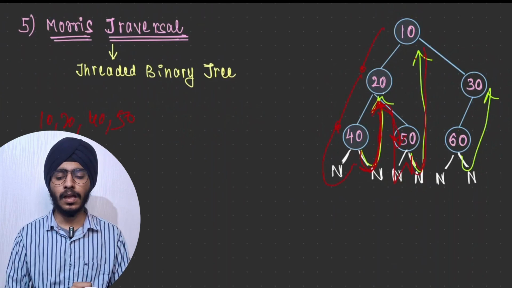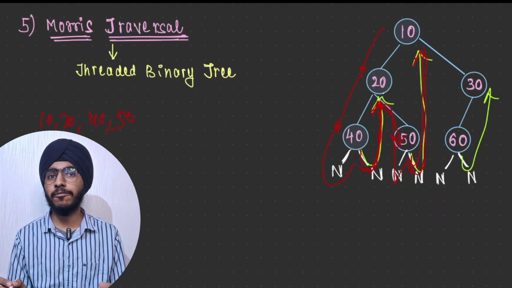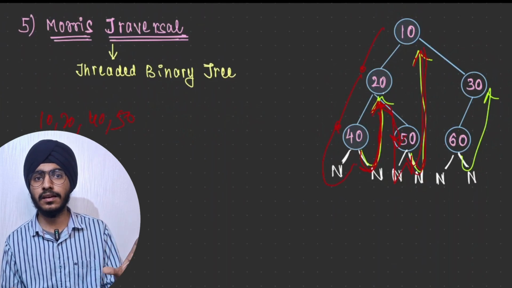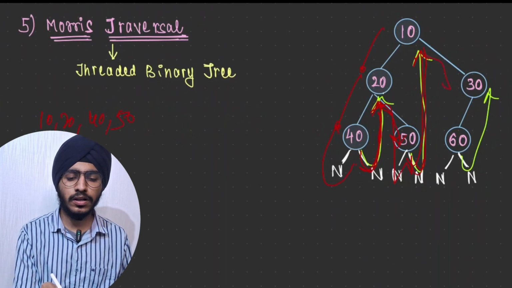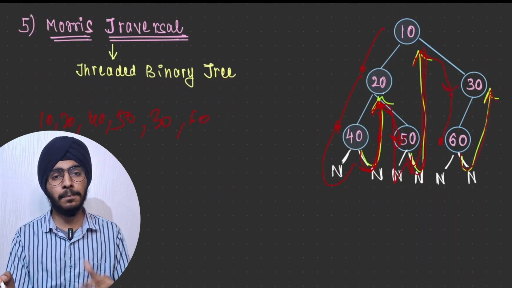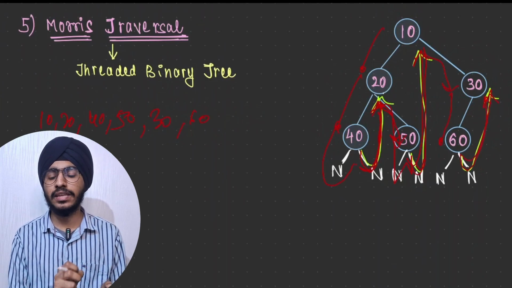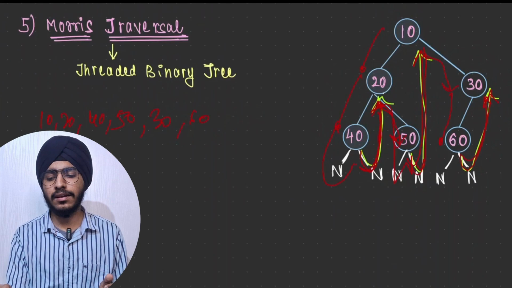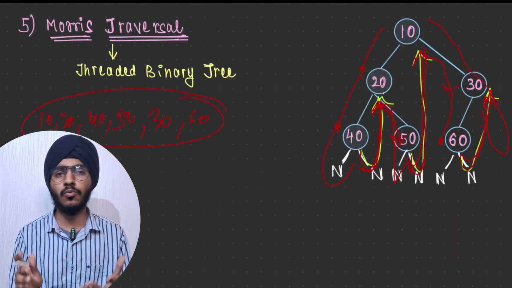Now 10 will say there is a thread from 50 to 10. That's why the left part is completed. Since the thread is there, the left part is completed. We will jump to the right. So we'll come to 30. 30 will say let's go to left. 60 will say there is a thread here. So we will come to 30 back. Now 30 will say I have been coming up from the thread only. So that's why it was left. Now go to right, it's null. We will go back, and this is the pre-order traversal using Morris Traversal.